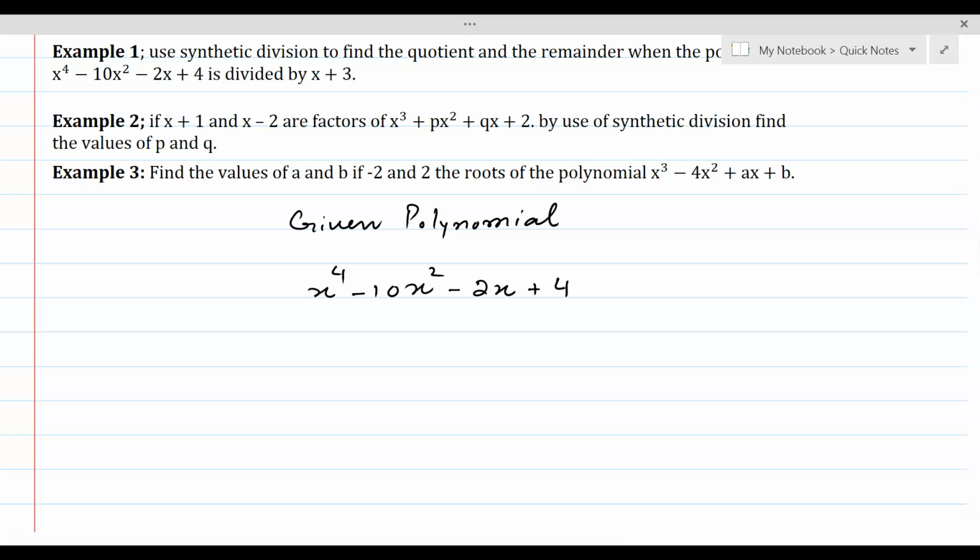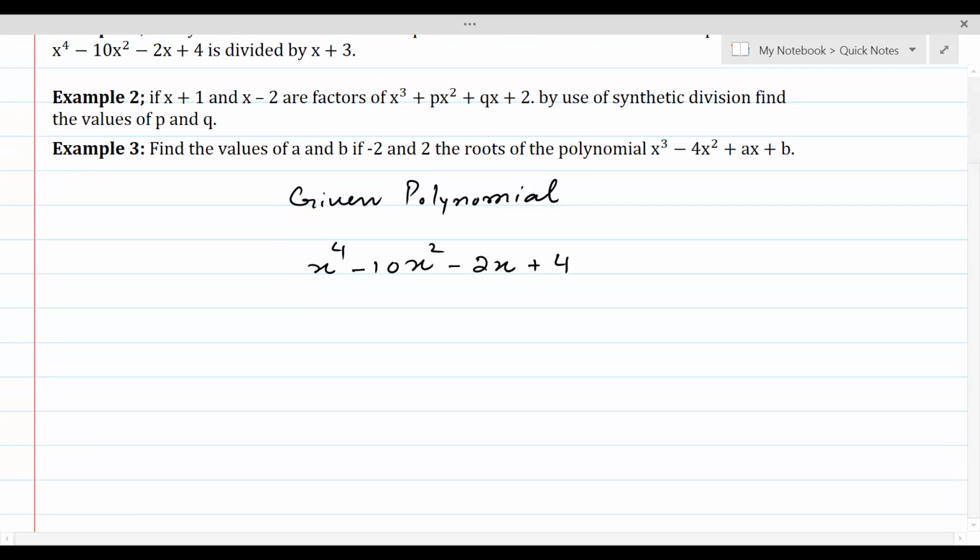In fact, if we want to use synthetic division, we should always rewrite the polynomial including the missing term with 0 coefficients so that there is no confusion. Here we can write this as 1 times x4 because x cube is missing, so we're going to include that term. 0 times x3 minus 10 times x square minus 2 times x plus 4. And the polynomial by which we are going to divide this polynomial is x plus 3.